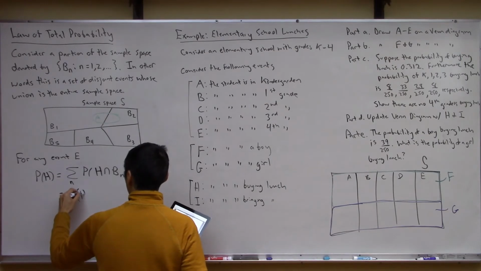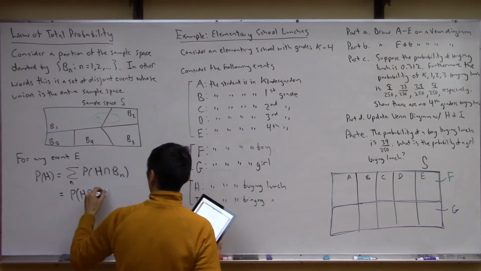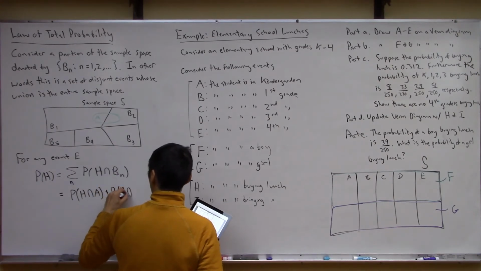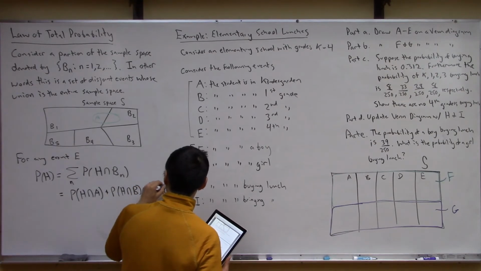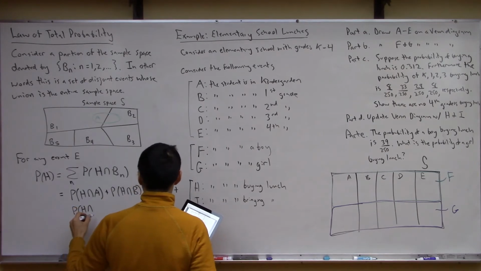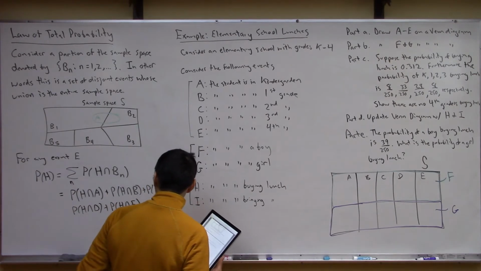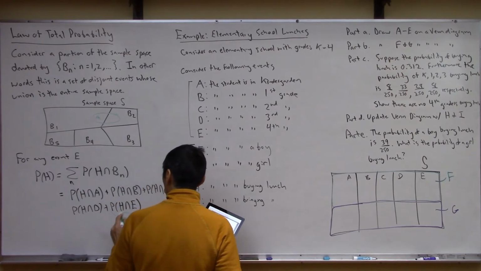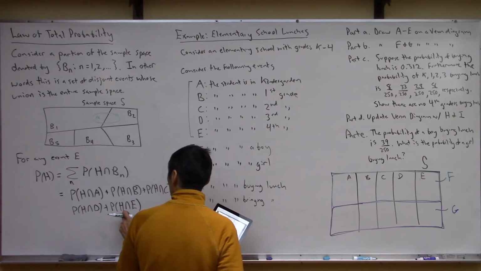In other words, this is the probability of H intersected with A, that's the first partition, plus the probability of H intersected with B, plus the probability of H intersected with C, plus the probability of H intersected with D, plus the probability of H intersected with E. So we are looking for this. I want to understand what is the probability that a fourth grader is buying lunch.